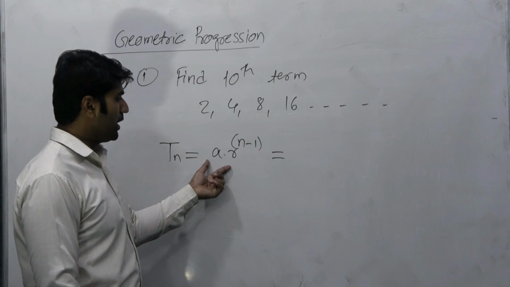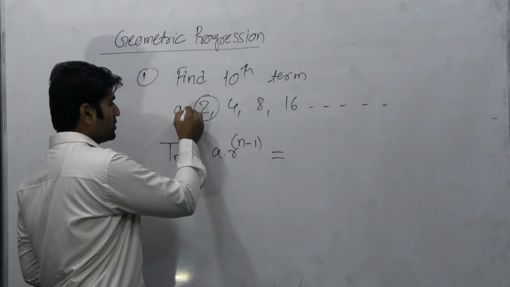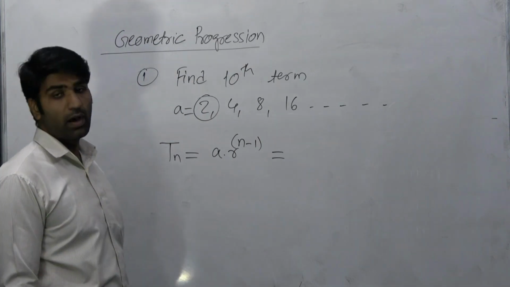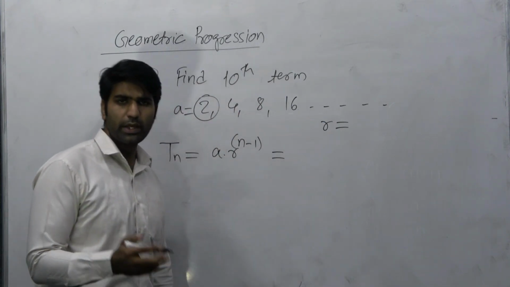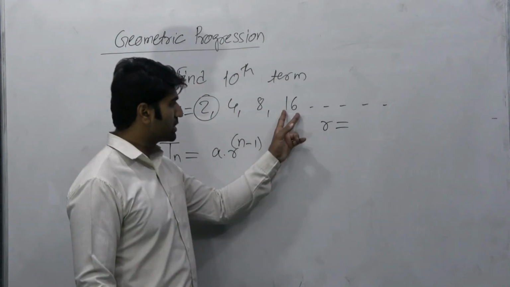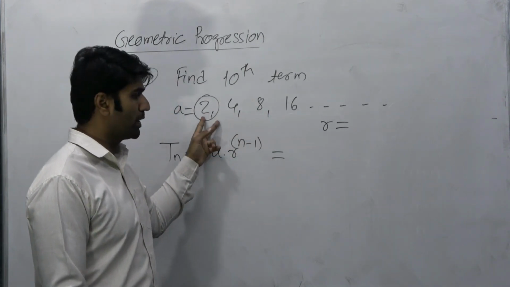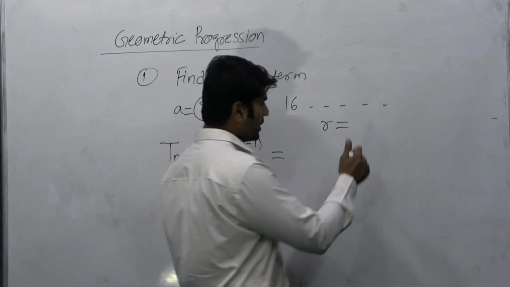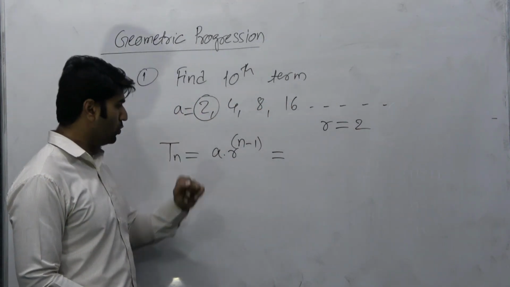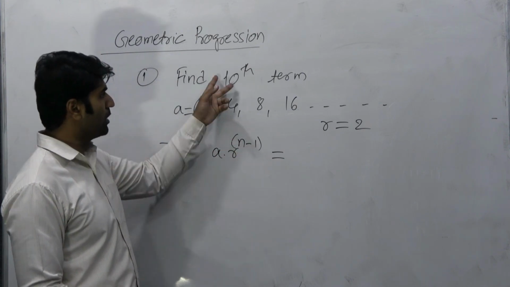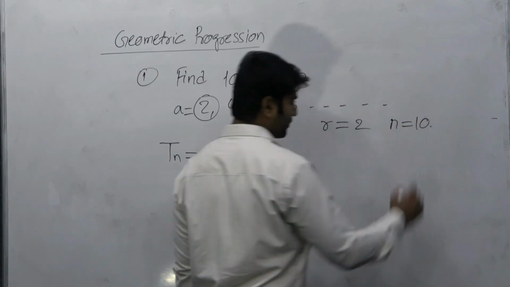So what is the value of a? a is equal to 2; a always means the first term. What is the value of r? r means the ratio between any two consecutive numbers. So 16 divided by 8 is 2, or 8 divided by 4 is 2, or 4 divided by 2 is 2. So the common ratio is 2. The value of a is 2 and n is equal to, we have to find the 10th term, therefore n is equal to 10.